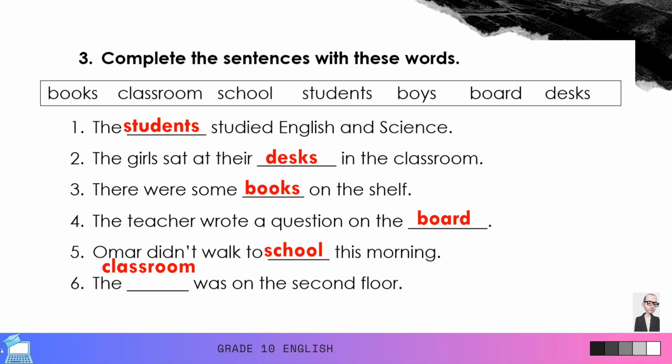Unfortunately, we didn't have enough space here for classroom to fit in the gap. Nevertheless, students, desks, books, board, school, and classroom. All right, let's take a look at our next task here.